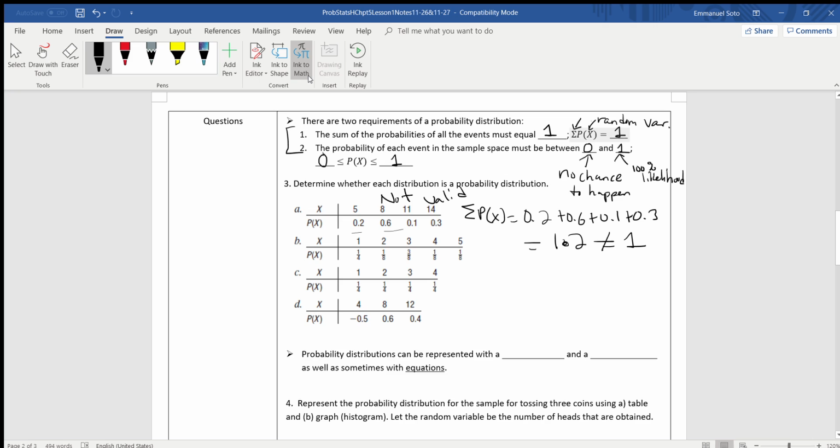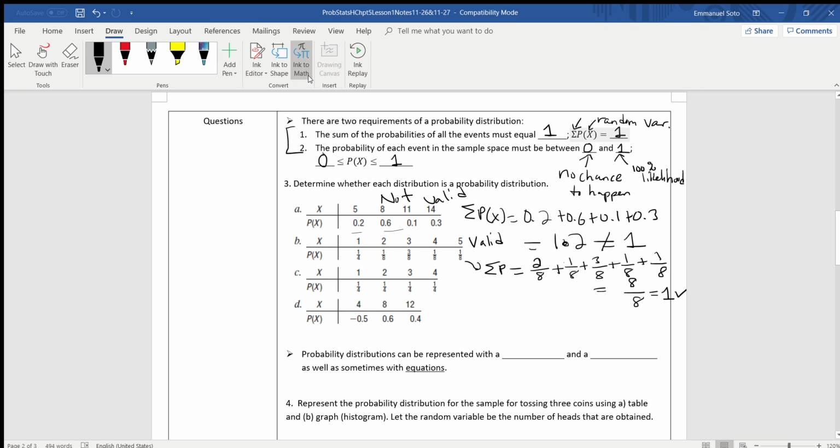All right. For B, if you add up the probabilities here, notice that they are between 0 and 1. Now let's go ahead and add them. We have 1/4, which is the same thing as 2/8, then 1/8, 3/8, 1/8, and 1/8. Remember, the common denominator is 8. 2 plus 1 is 3, plus 3 is 6, plus 1 is 7, plus 1 is 8. 8 over 8 is 1, so this checks out. Therefore, this is a valid probability distribution.